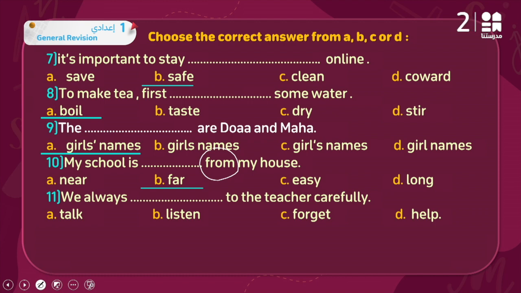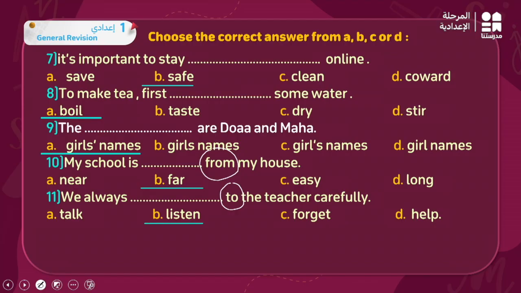We always space to the teacher carefully. Here, talk, listen, forget, or help. Of course, I have 2 here. It's a clue for me. أو حاجة تخليني أعرف which choice is the best. So here I have to choose, of course, listen, يستمع إلى, okay? Listen to the teacher carefully.